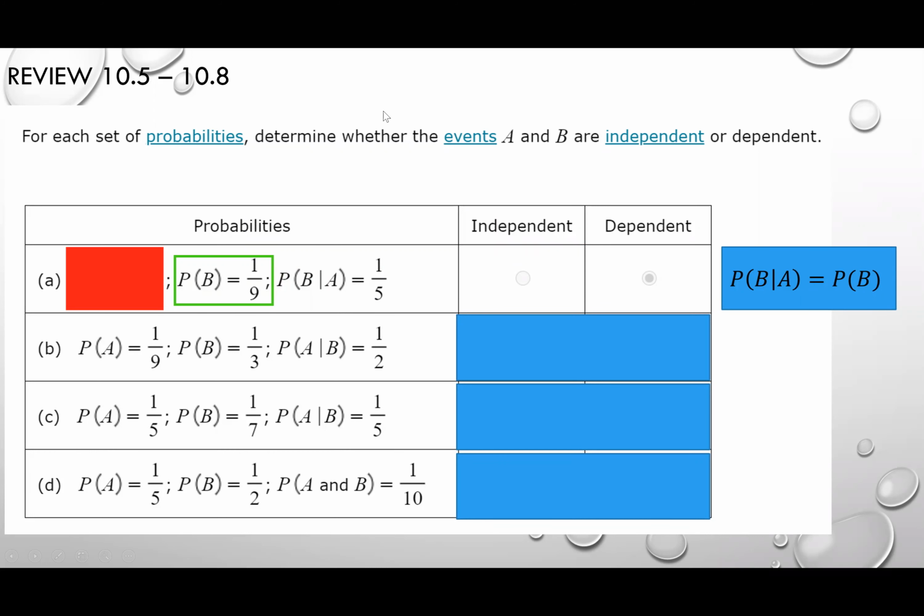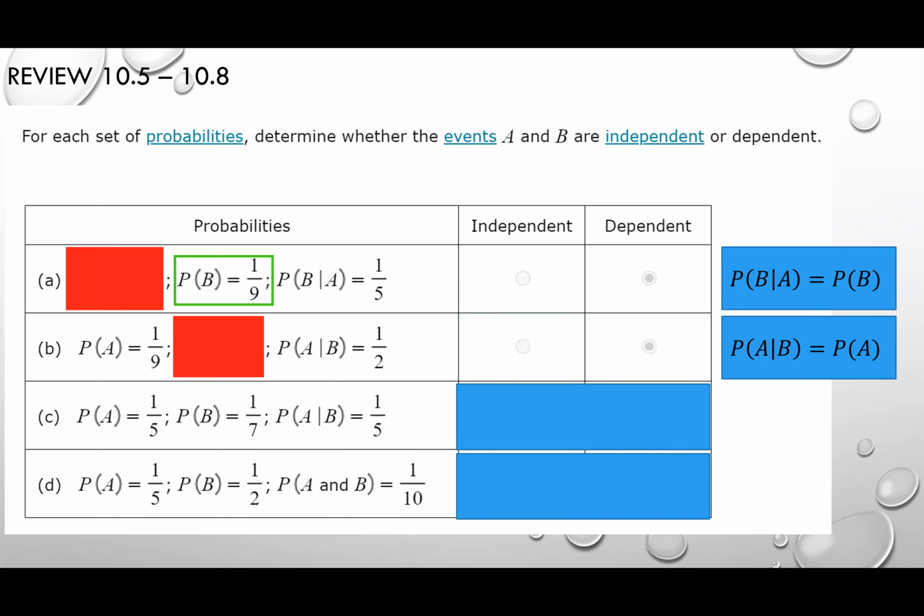And again, same thing goes. What you have to ask yourself is, what do you zone out? What do you block out? If they give you A given B, then you want to verify if this item is equal to this item. That's the criterion: is A given B equal to the probability of A? In this case, they are not equal, and if they are not equal, we say that they are dependent.